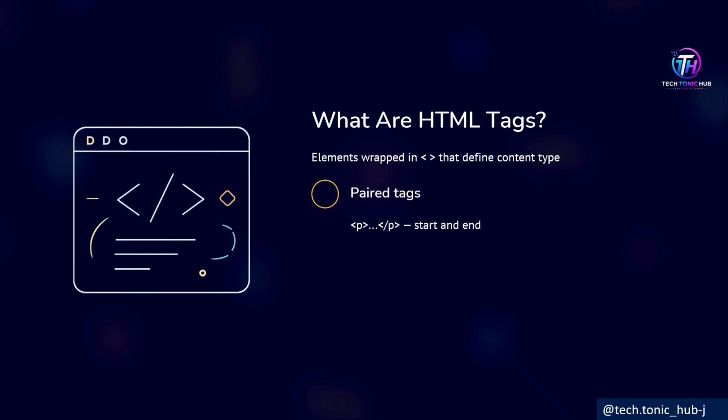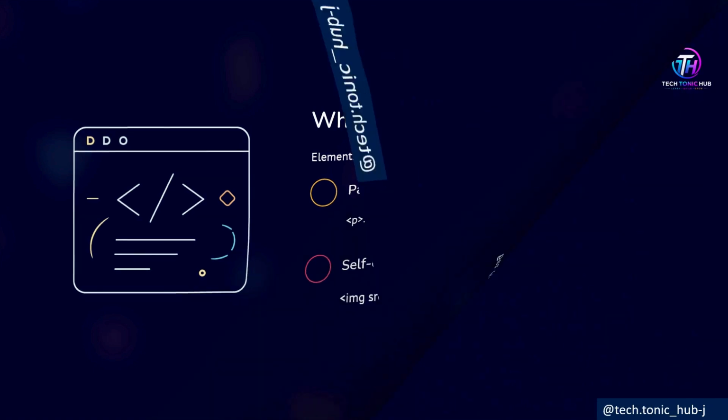However, some tags do not require closing tags. These are called empty or self-closing elements. Example, image, break, HR. For example, this displays an image. Remember, opening tag starts an element, closing tag ends an element. Together they form an HTML element.